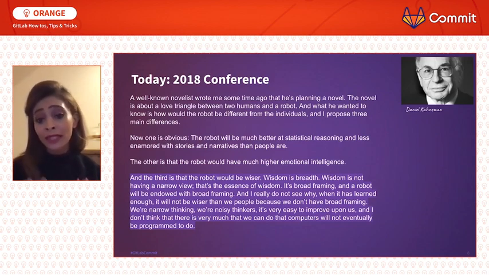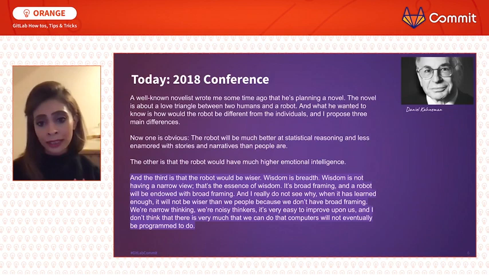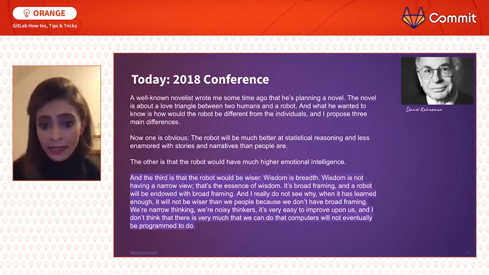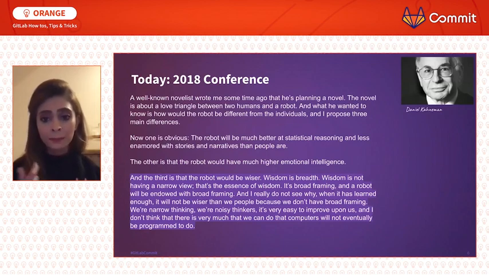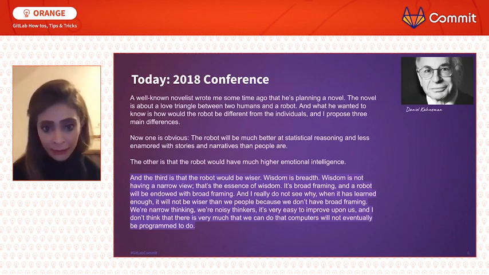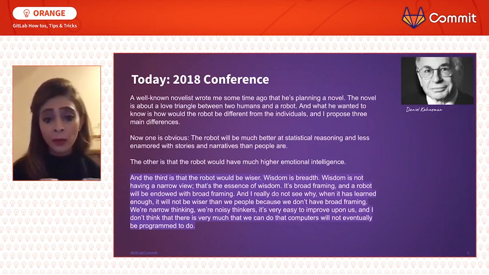We as humans think we have the higher emotional intelligence, and there Professor Kahneman puts this other narrative of the robots having the high emotional intelligence. And the third one is that the robots would be wiser. Wisdom is breadth. Wisdom is not having a narrow view. That's the essence of wisdom. It's broad framing, and a robot will be endowed with the broad framing. And I really do not see why, when it has learned enough, it will not be wiser than we people.